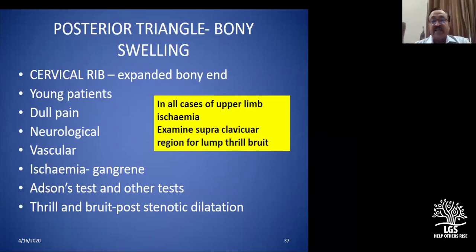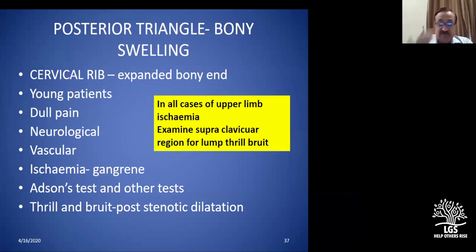Now, the posterior triangle. We mentioned that cystic swelling is over, solid swelling is over. In the solid, neural tumors come first, then the lymph nodes. In the lymph nodes: tuberculosis, lymphoma, and metastasis. Then comes the bony swelling. This is where we add one bony swelling to the classification, so that postgraduates are reminded: when you look in the posterior triangle, search for an expanded bony end of a cervical rib. Cervical rib can come as a major question as part of thoracic outlet syndrome.